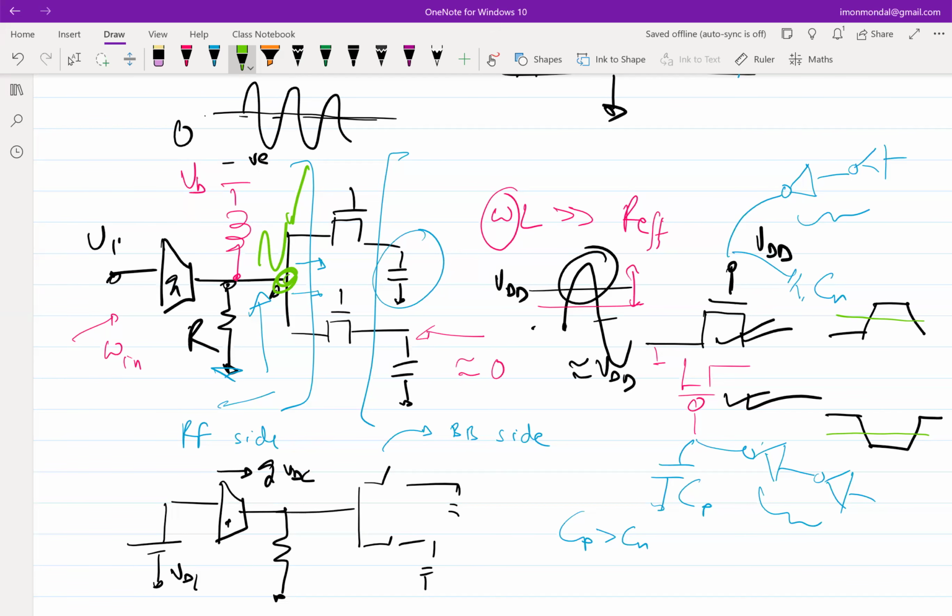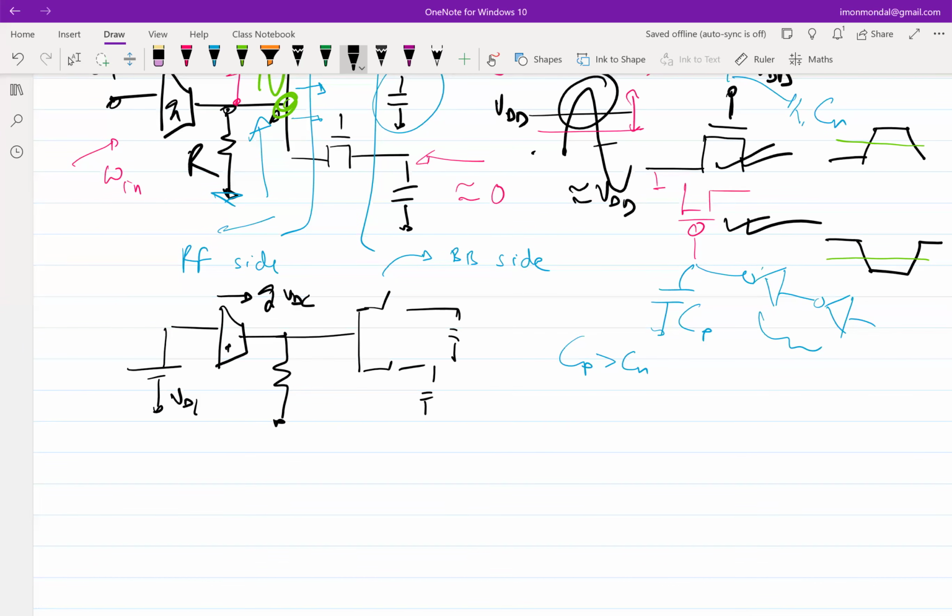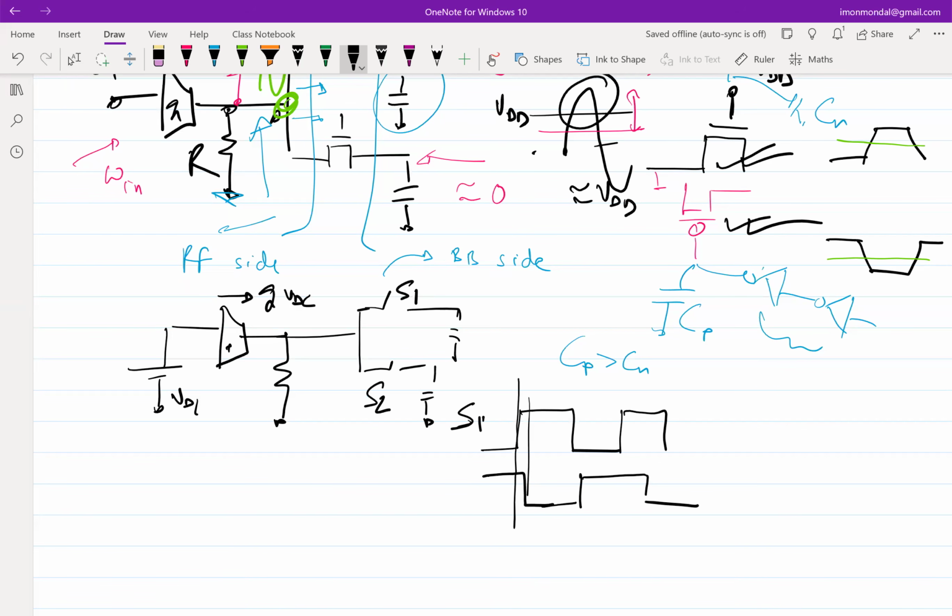Let's take an example. Let's assume S1, S2. Because of this turn-on difference, let's say this is effective S1. Effective, I mean when the device actually turns on, not the waveform. If the device does not turn on at exactly the same time, it is quite possible that S2 can be like this. So there can be this period where both of them are on. When both of them are on, what can be the problem?